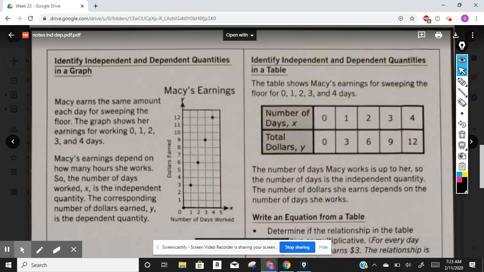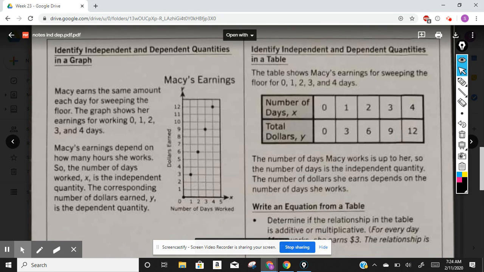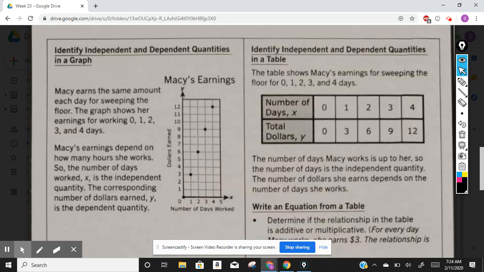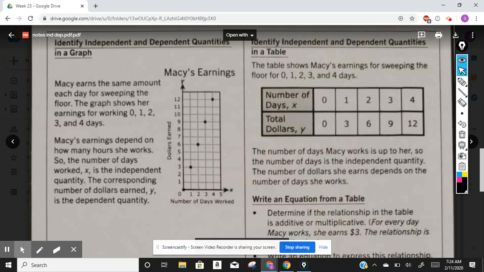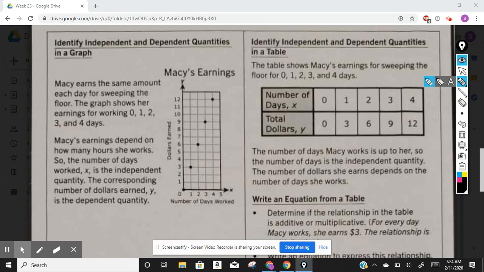Now we're going to look at what it looks like in a table. So identify independent and dependent quantities in a table. The table shows Macy's earnings for sweeping the floors for 0, 1, 2, 3, 4 days. So we just took over here what we had in a graph, and now it's in a table form. Number of days, they don't always put an X here, and they don't always put a Y here. Sometimes they could have put D for days, and they could have put total or T for total. So you have to not always assume there'll be an X and a Y. But 99% of the time, X is on top and Y is on bottom.